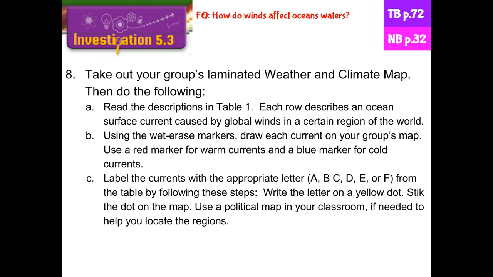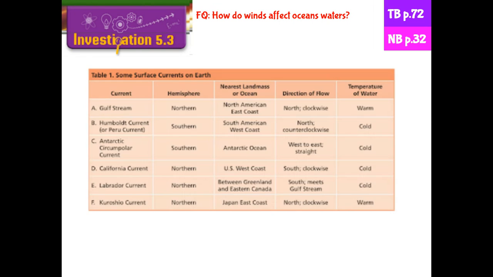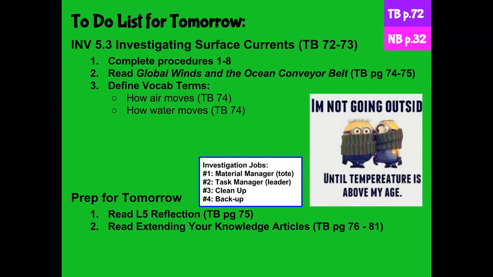So we're looking back at the maps that we made at the start of the unit. Here is the list of currents. We have 1, 2, 3, 4, 5, 6 of them, and you'll be labeling those on your maps. For investigation 5.3, you have steps 1 through 8. Make sure you're reading Global Winds and the Ocean Conveyor Belt. You have 2 more vocab words to define: how air moves and how water moves.